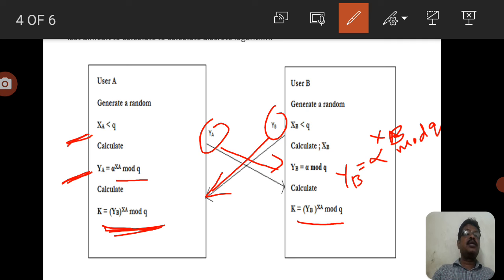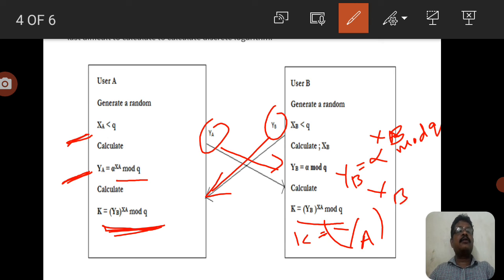Here you can observe how user A generates the common secret key K: he uses the receiver's public key, that is YB, so K equals YB power XA mod Q. Coming to the point of view of B, user B receives the public key of user A, so he can use that key: K equals YA power XB mod Q. He receives YA from user A, raises it to XB, and takes mod Q.